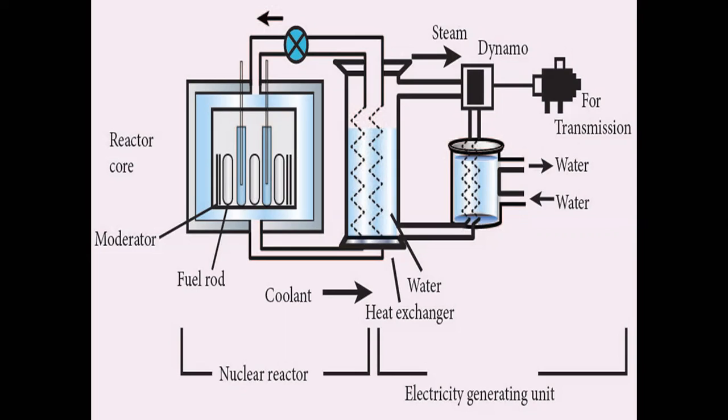Okay. So the components are used to maintain a nuclear reactor. Okay. So next one is protective wall. So the protective wall is a thick concrete lead wall. Okay.